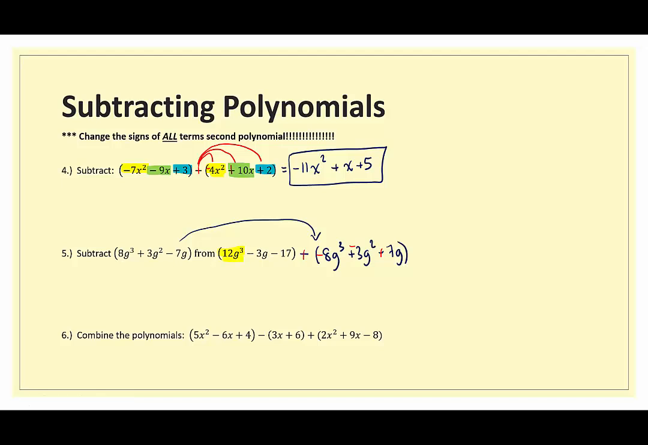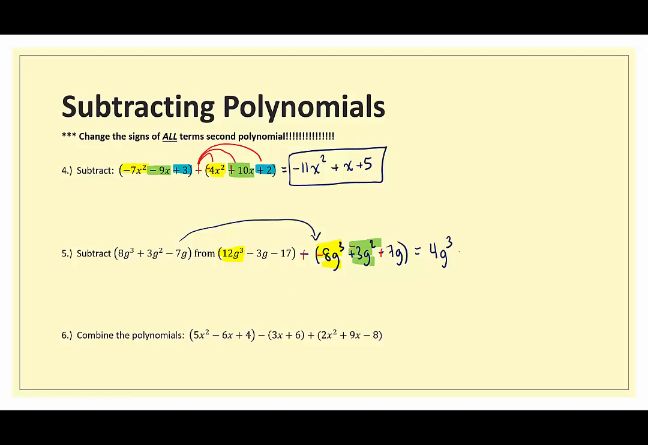I have 12g cubed and negative 8g cubed. That's going to combine positive 12 and negative 8 make 4g cubed. Then we have squared. I'm looking for the squared. There it is. That's the only one.